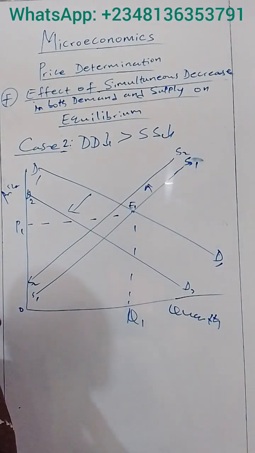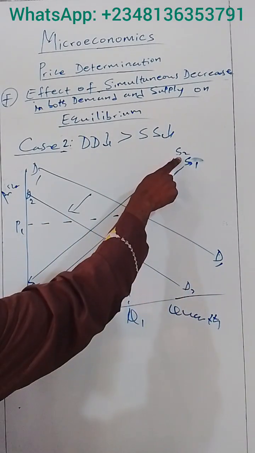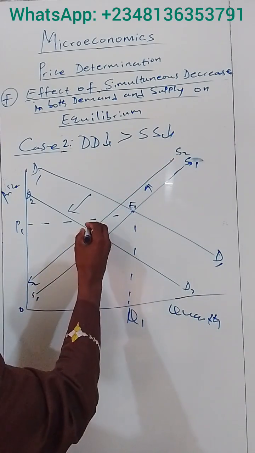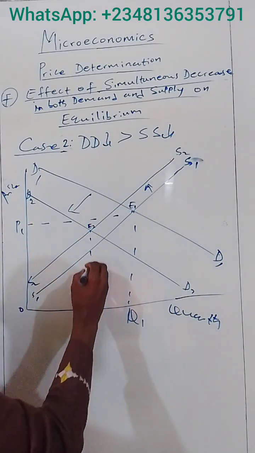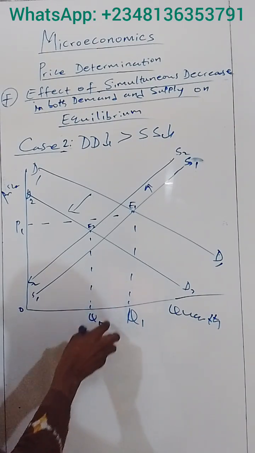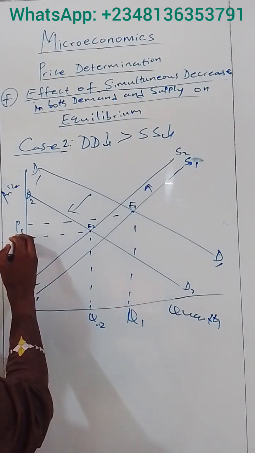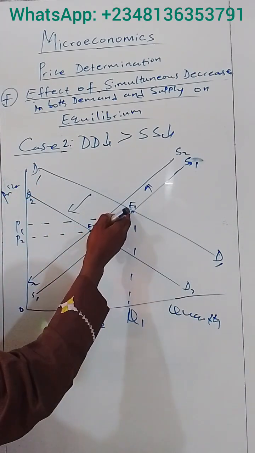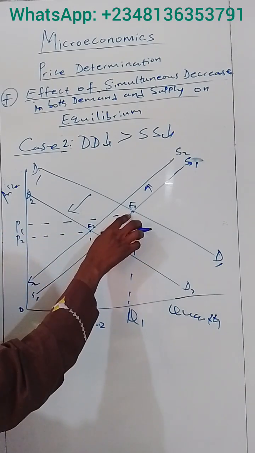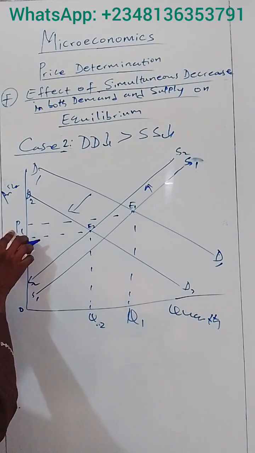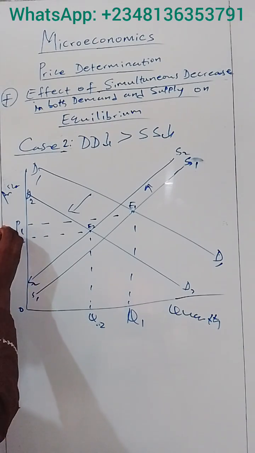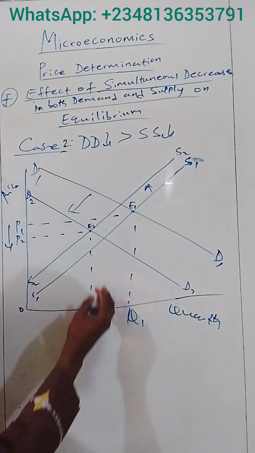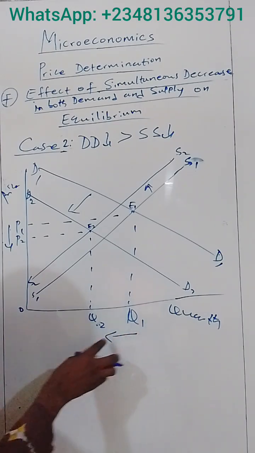Okay, so we now have the new demand of D2 and the new supply of S2 meeting here. So this is E2, new equilibrium. So I can call this Q2, okay, and I call this P2, okay. You can see the effect of the simultaneous decrease in both demand and supply. When the decrease in demand is greater than the decrease in supply, like we have here, the equilibrium price will fall. You can see this is the original equilibrium price, E1, and this is the corresponding price. The price has fallen from P1 to P2, okay, and the quantity will also fall from Q1 to Q2 here.